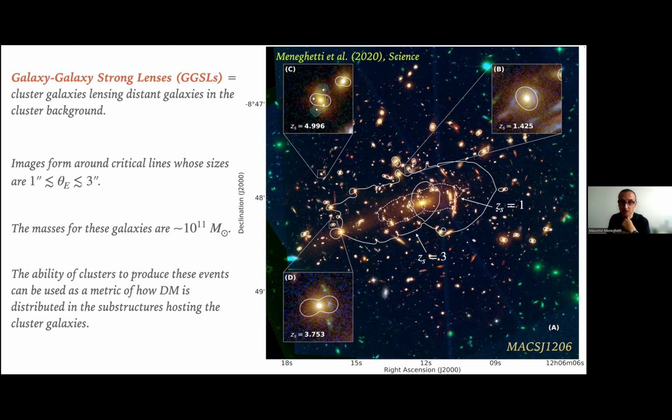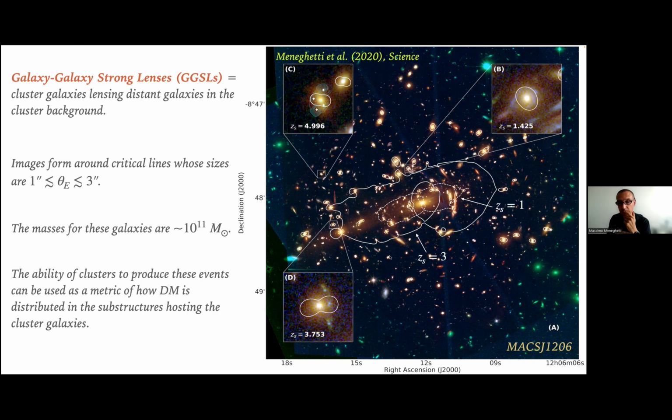The typical sizes of these systems that we discovered in this cluster, for example, are of the order of a few arcseconds. The large-scale features that you see here, for example the form of these arcs, measure tens of arcseconds, so much smaller than what you typically think about when you talk about strong lensing by galaxy clusters. And the masses of these lenses are of the order of 10 to the 11 solar masses.